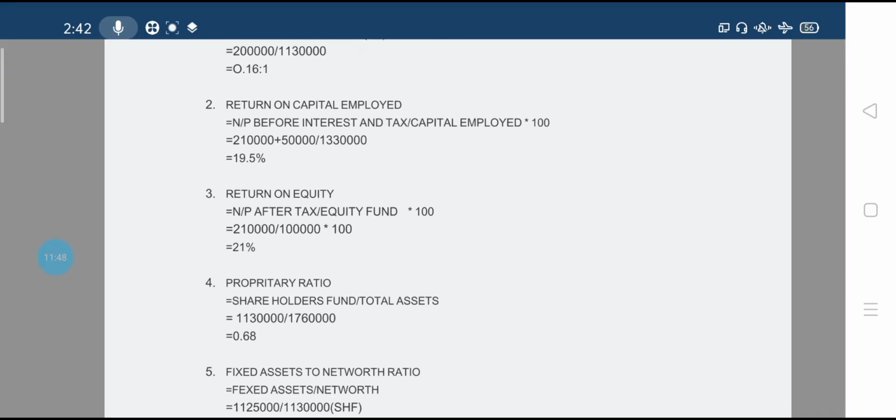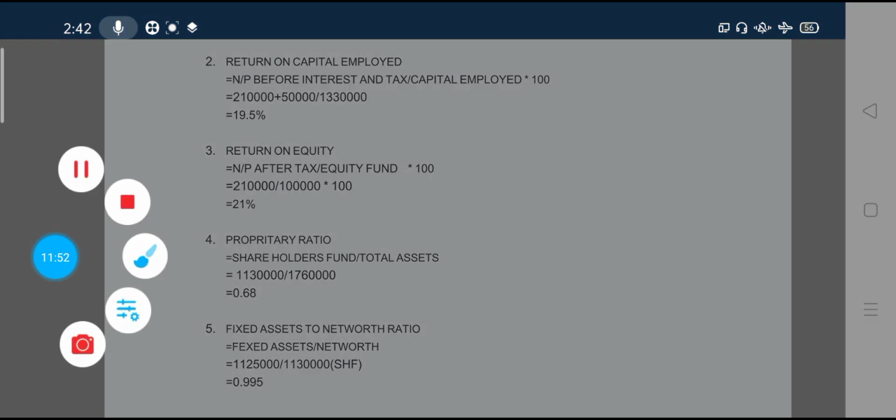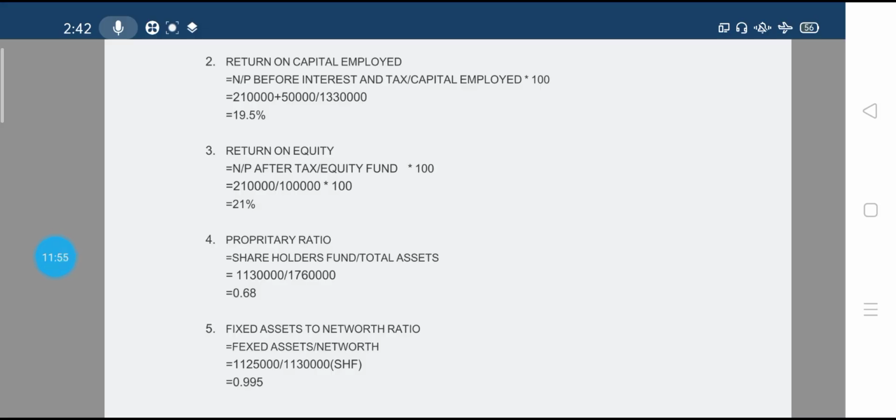Next, return on equity. Here we have to take net profit after tax and equity fund. So net profit after tax is 2,10,000 and equity capital is 1 lakh. Sorry, 21%. Return on equity is 21%.